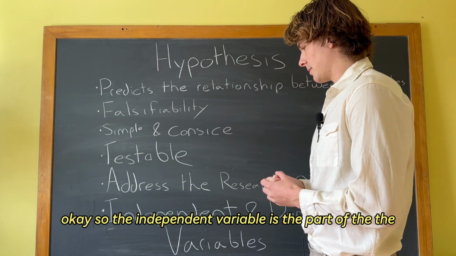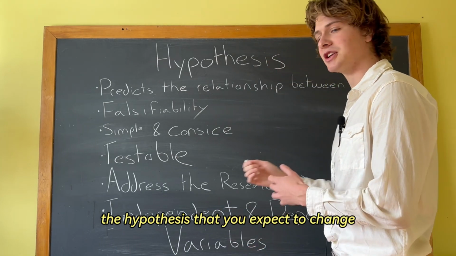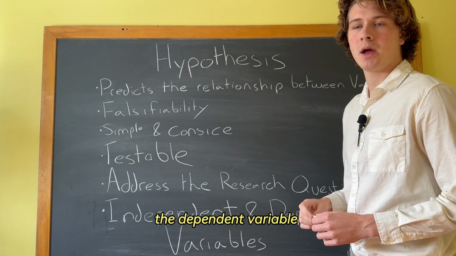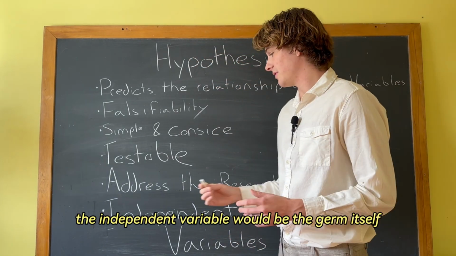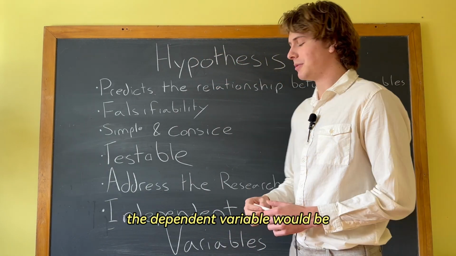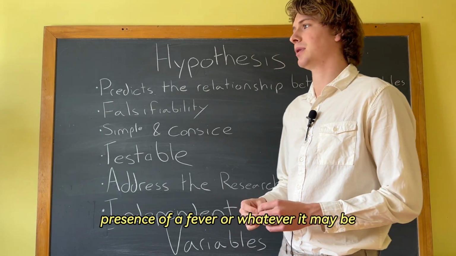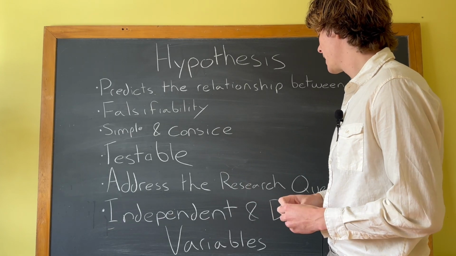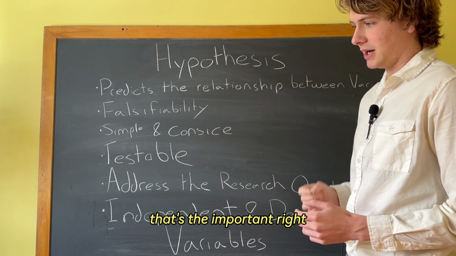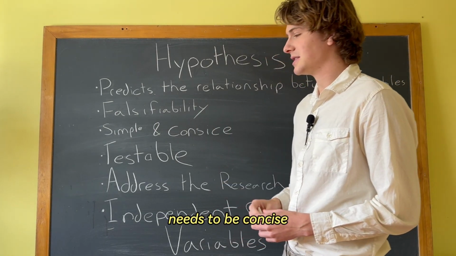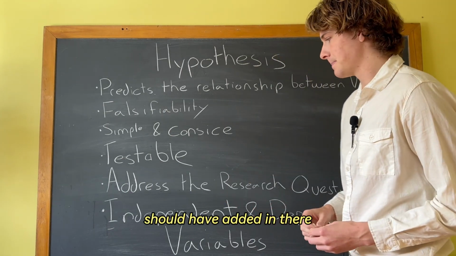Okay, so the independent variable is the part of the hypothesis that you expect to change the dependent variable, right? So let's use the example of the germ that I've been referencing here. The independent variable would be the germ itself. The dependent variable would be the health of the individual, right? Maybe classified by symptoms or presence of a fever or whatever it may be. However you want to define that, right? That's the important part. It needs to be simple. It needs to be concise. It needs to be detailed. That's something maybe I should have added in there.